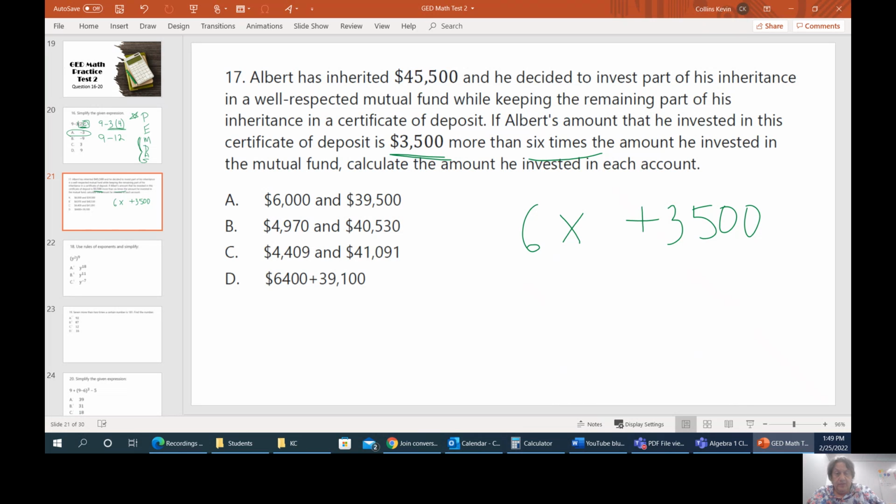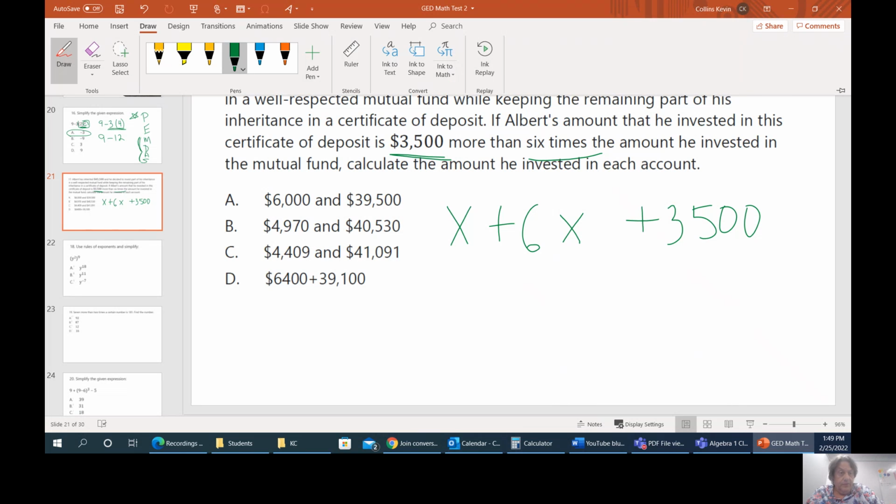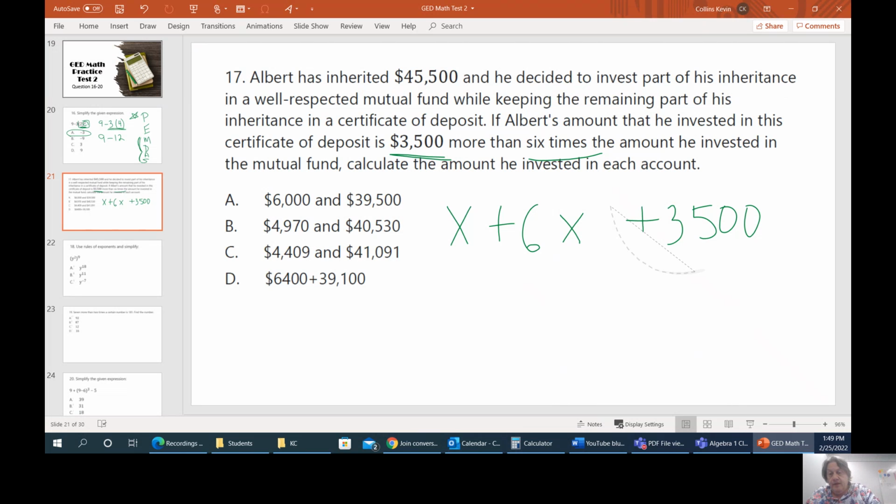So 6 times that. Now let's look at this and figure out what X is. We're saying that we've got 3,500 more than 6 times the amount invested in the mutual fund. So the amount invested in the mutual fund is X, and the amount invested in the certificate of deposit is 6 times that number, plus 3,500, and all that stuff equals 45,500. Let me do a little trick here, see if I can move this over.